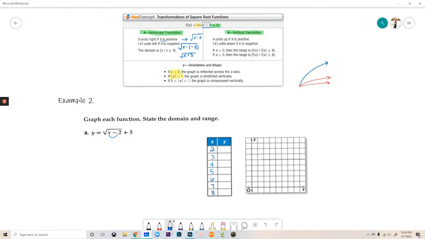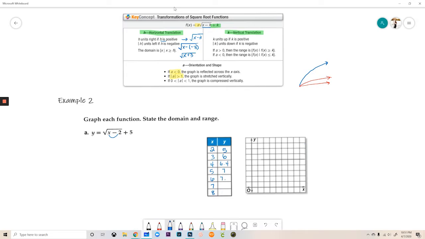This part doesn't quite matter. I'm just making the table. Then I'm going to plug each one of those in. So if I plug in 2, 2 minus 2 is 0, square root of 0 is 0, plus 5, so (2, 5) is going to be my first point. If I plug in a 3, 3 minus 2 is 1, square root of 1 is 1, plus 5 is going to be 6. And I can keep going. If I plug in a 4, I'm going to get about 6.4. If I plug in a 5, I'll get 7.